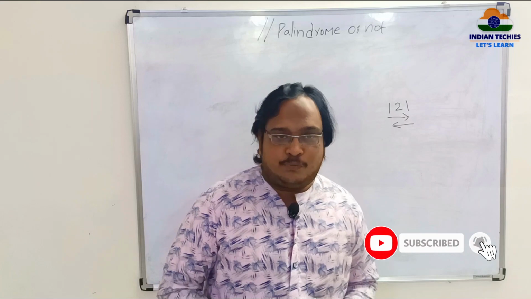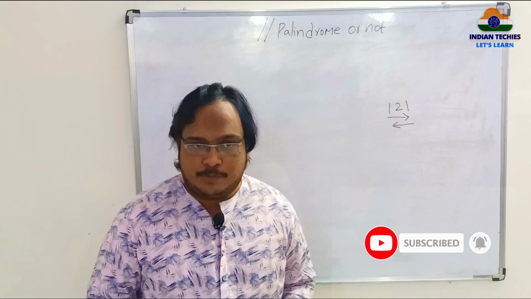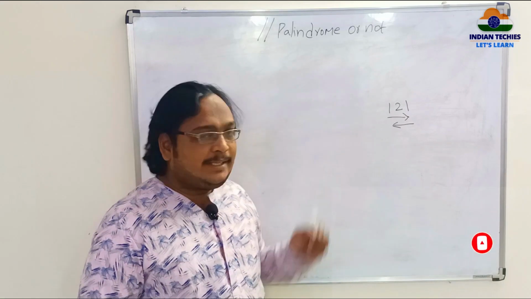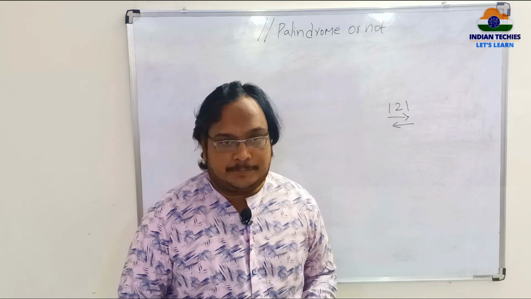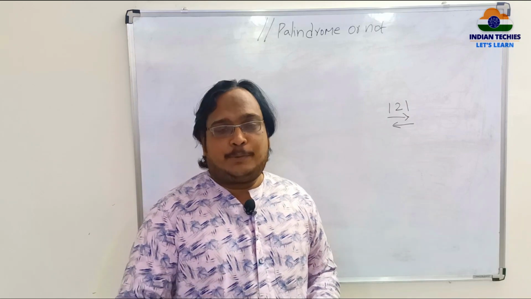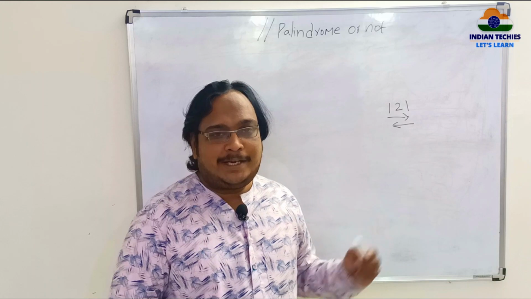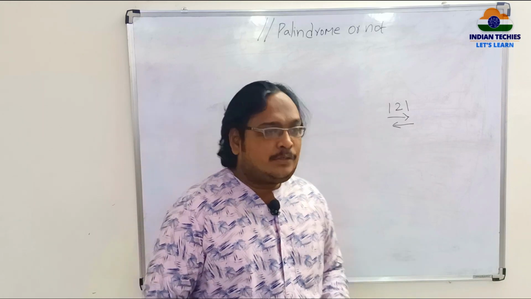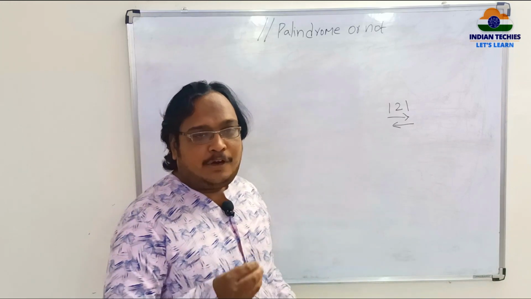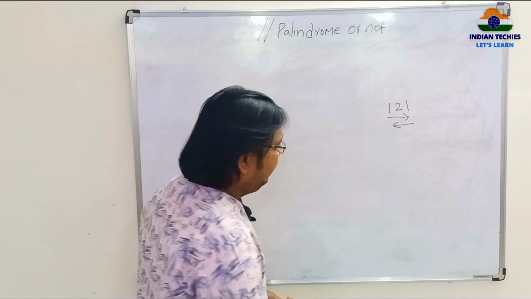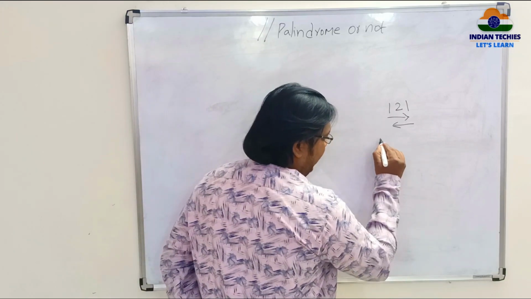Now, how do we find whether the given number is a palindrome or not? By seeing this, you can easily say that it is a palindrome. But how should the program identify whether it is a palindrome or not? Okay, so let us see the logic of how palindrome works. For example, I am taking 121.